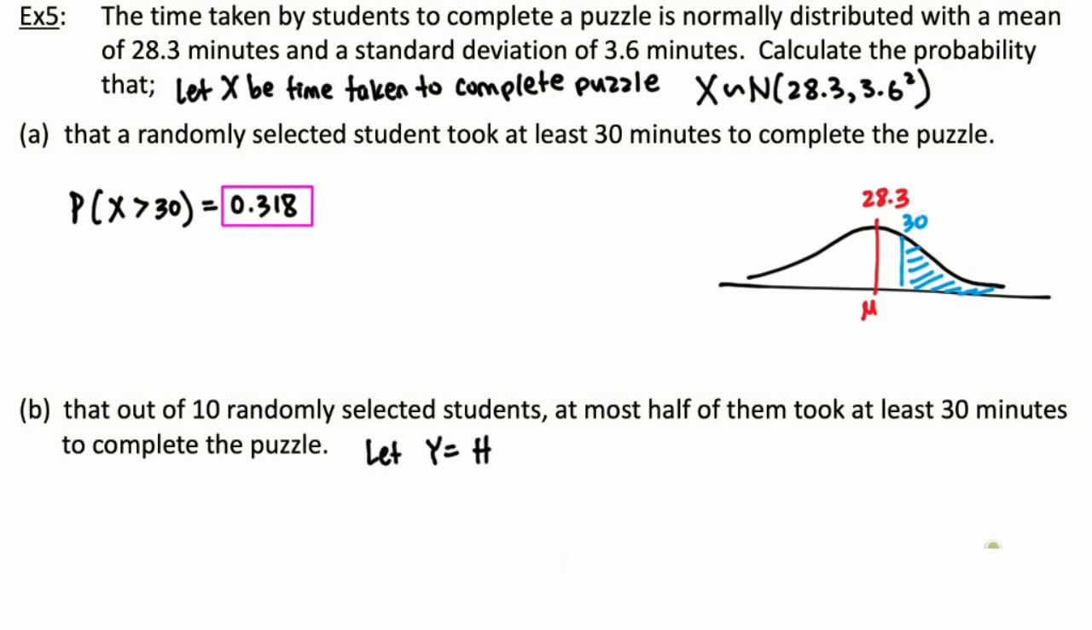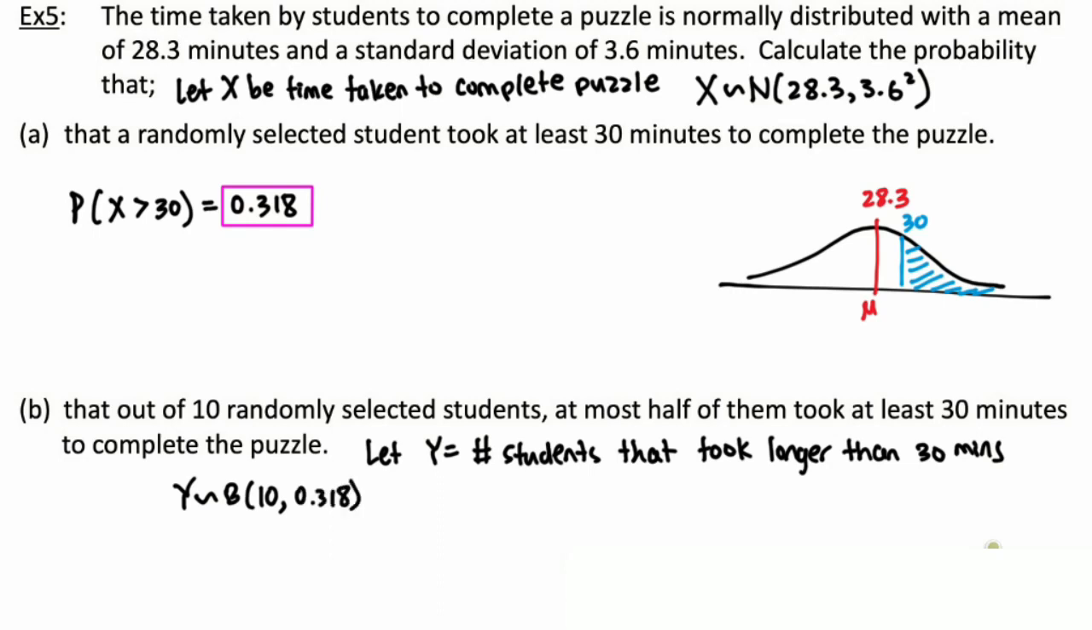We have to define a new variable, so we're going to use y this time. And we'll let y be the number of students that took longer than 30 minutes. We know the probability of success is 31.8%, so p is 0.318. The number of trials is fixed at 10. And we want to know the probability that y is less than or equal to 5, since the question is asking, at most half of them took at least 30 minutes. So the at least 30 minutes was taken care of by the way that we defined our random variable.